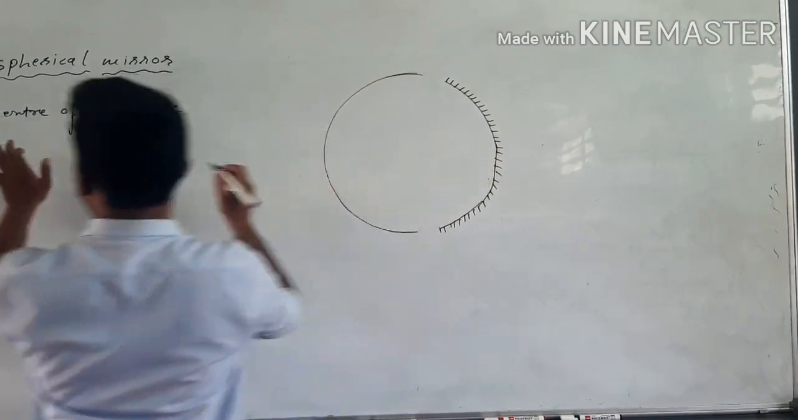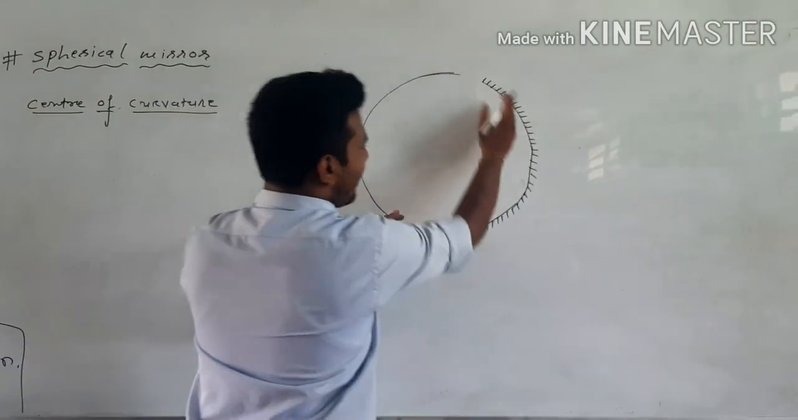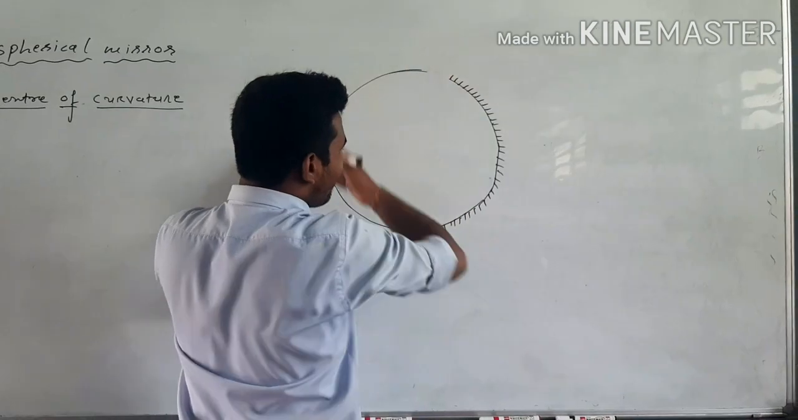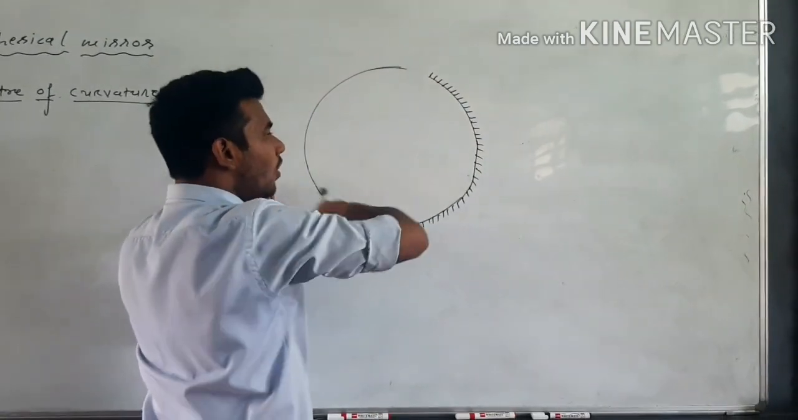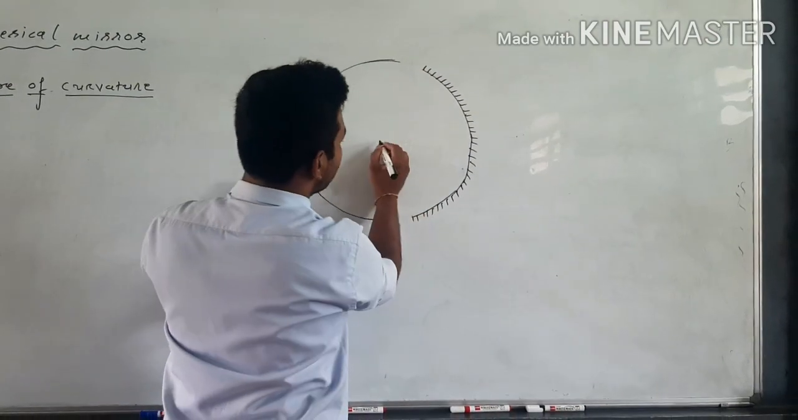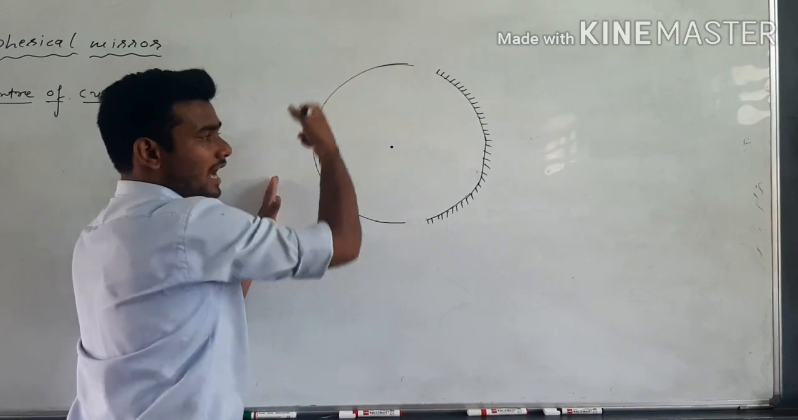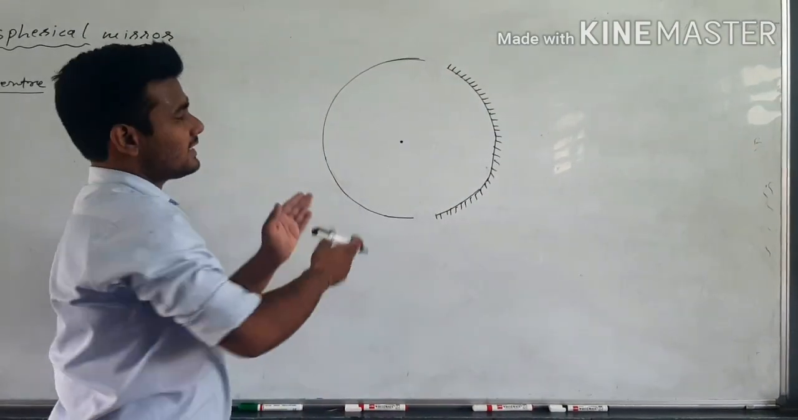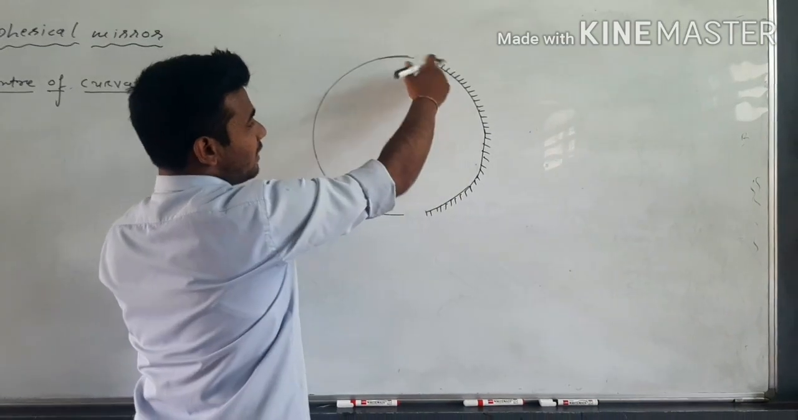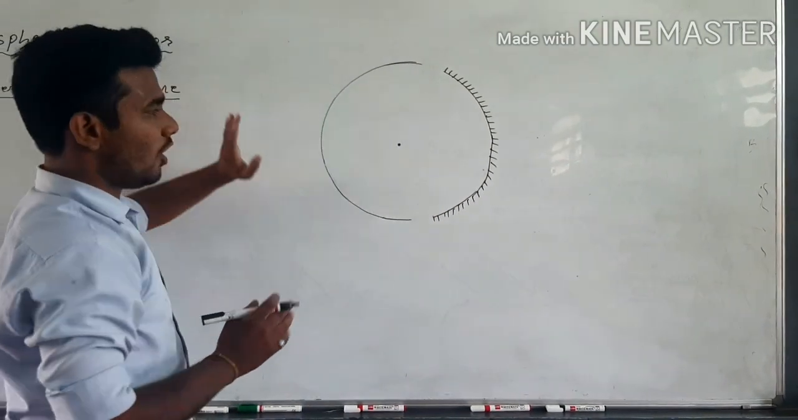Right? So first our definition is center of curvature. Now this is our curved surface. We have prepared our mirror. This mirror we have prepared from a hollow sphere, right? So the center of that hollow sphere from which our mirror is formed, that is called center of curvature.